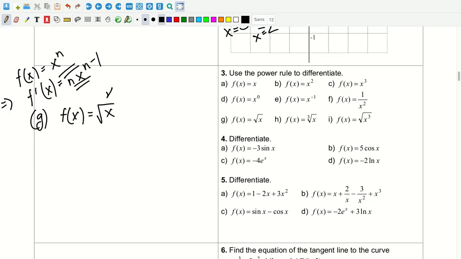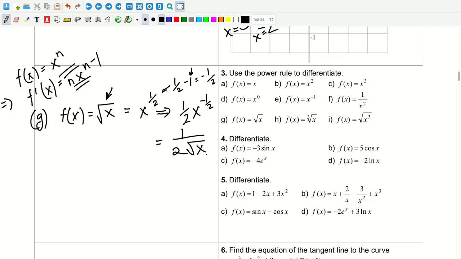We've got a square root of x. We rewrite that as x to the 1 over 2. So remember that. Now the derivative is going to be 1 over 2 x to the negative 1 over 2, because that's 1 over 2 minus 1. 1 over 2 minus 1 equals negative 1 over 2, and that's just because 1 is 2 over 2. So 1 over 2 minus 2 over 2 is negative 1 over 2. If we simplify it, it's 1 over 2 root x.